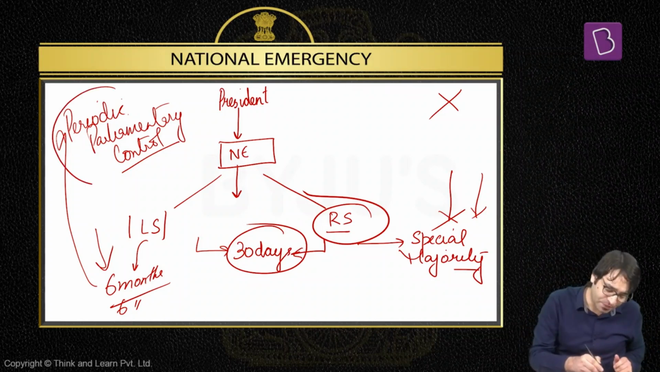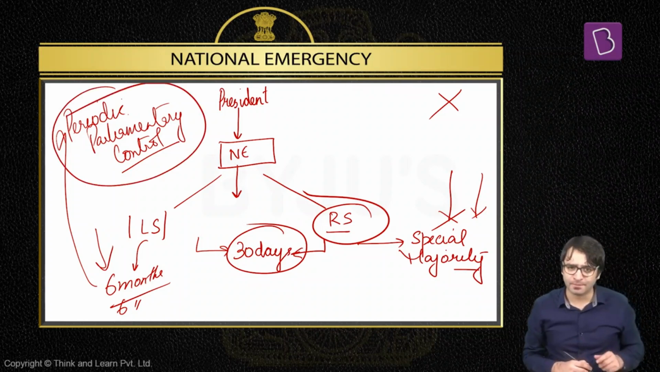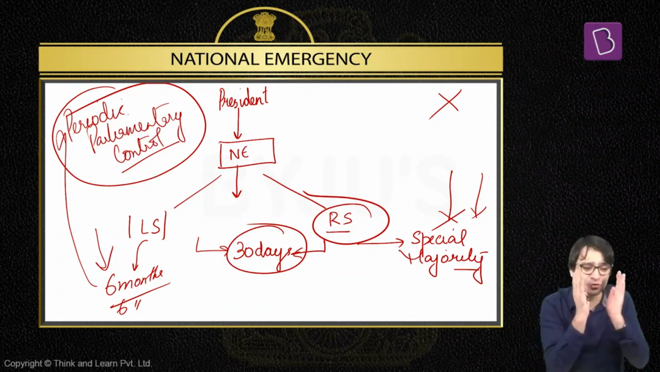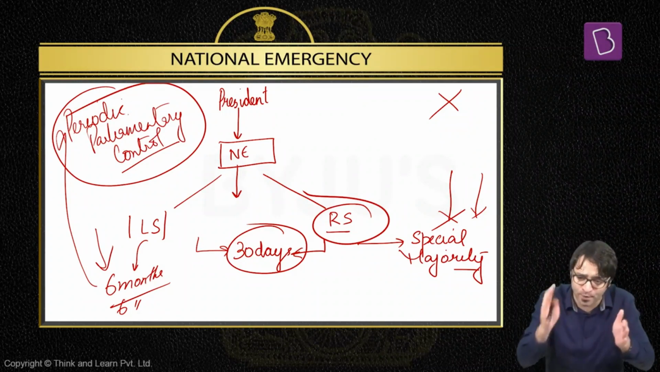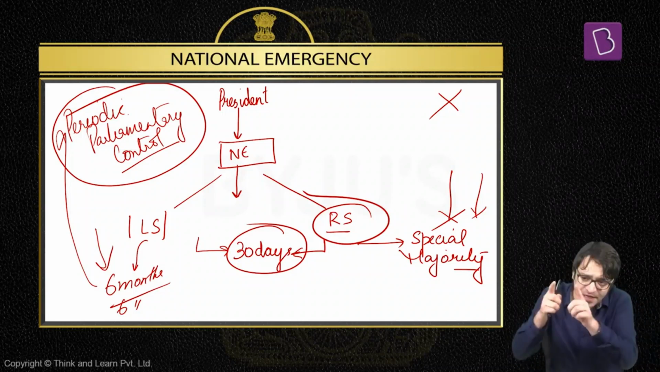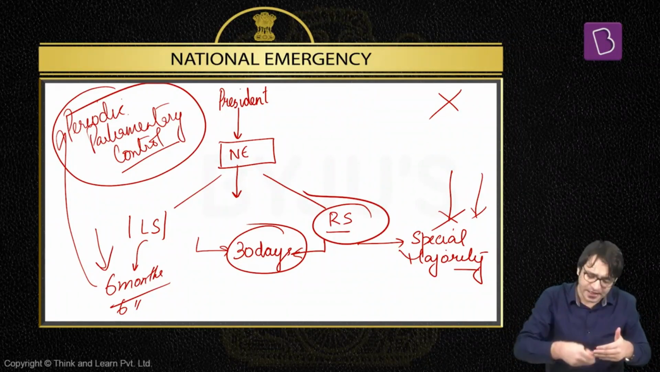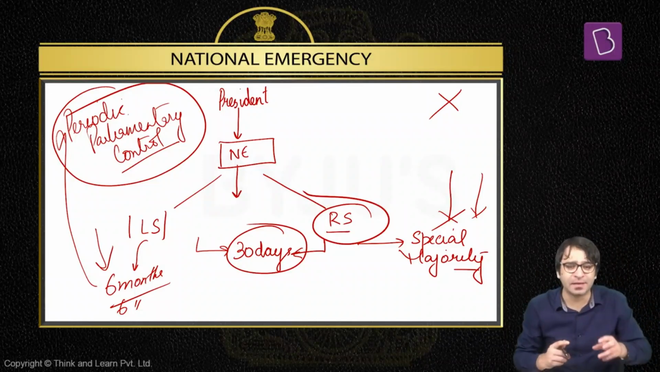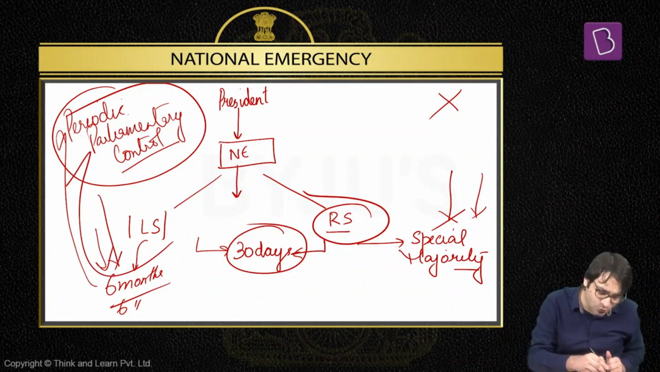But each time, this is what we call periodic parliamentary control. If you want to continue national emergency, every 6 months you have to go back to Lok Sabha. Every 6 months you have to go back to Rajya Sabha. Every 6 months you have to go back to both houses of the Indian Parliament, seek their permission. If they pass a resolution by special majority, approve this national emergency, it will continue for 6 months. Then again for 6 months. There can be no upper limit. But each time, both houses of the Indian Parliament have to approve this national emergency 6 months at a time. That is what we call periodic parliamentary control.